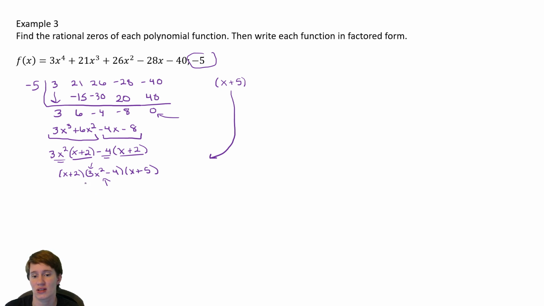So finding the rational zeros means we know the negative 5 from before, and then this is going to give us a rational 0 of negative 2. So our rational zeros are x equals negative 5 and x equals negative 2.